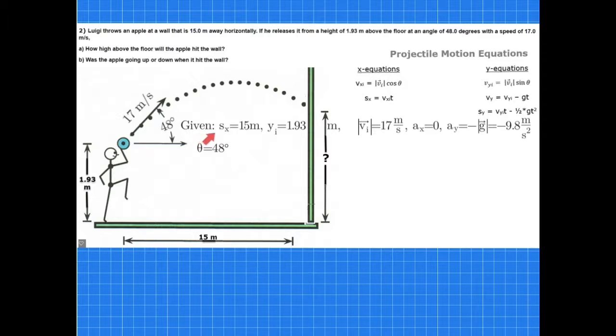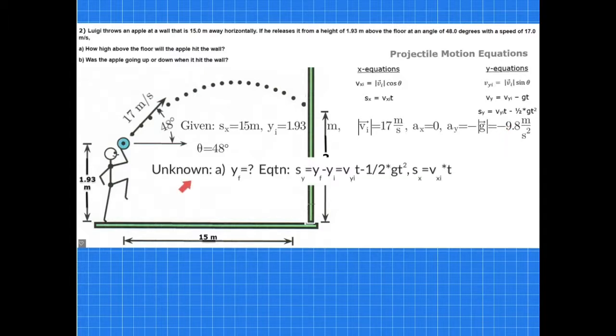The givens: s of x, the displacement along the x-axis, is 15 meters. Y initial, as measured above the floor, is 1.93 meters. The initial speed, or magnitude, of the initial velocity vector is 17 meters per second. The acceleration along the x-axis, a sub x, is 0. The x-axis motion is uniform motion. A sub y, or the acceleration along the y-axis, is negative the acceleration of gravity, or minus 9.8 meters per second squared.